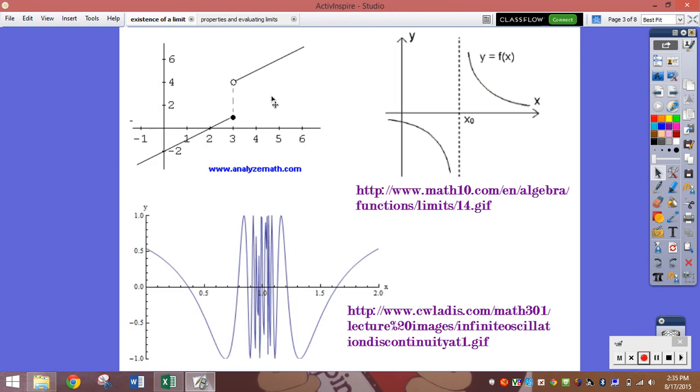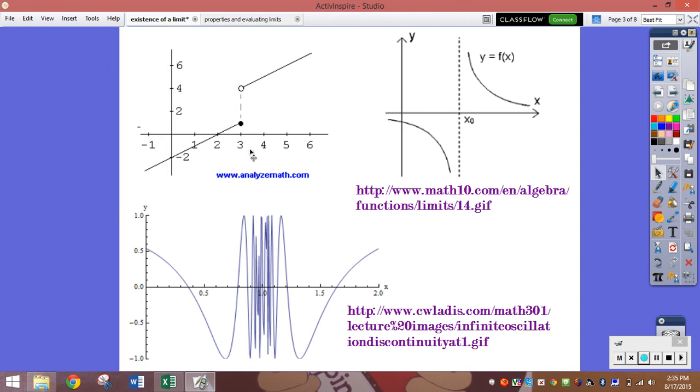The first graph here in the top left corner is a case where our curve does not approach the same y value from the left and from the right. So we would say the limit does not exist at x equals 3. Because as it approaches from the left, it's approaching 1, and as it's approaching from the right, it's approaching 4. So when we talk about a limit not existing, we talk about it not existing at an x value. And so in this case, the limit would not exist at x equals 3.